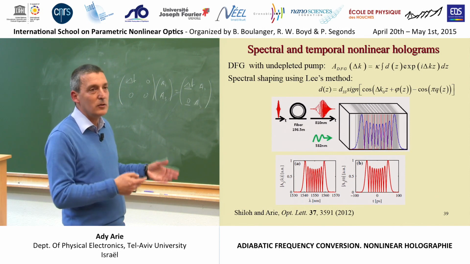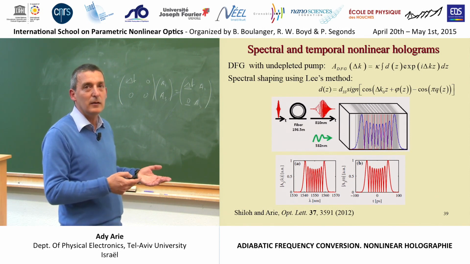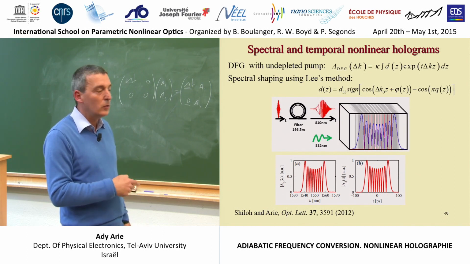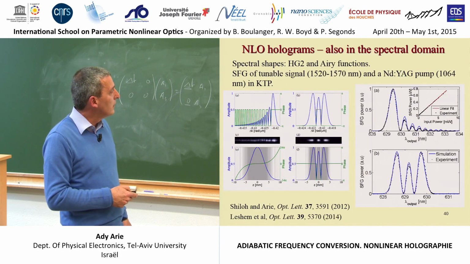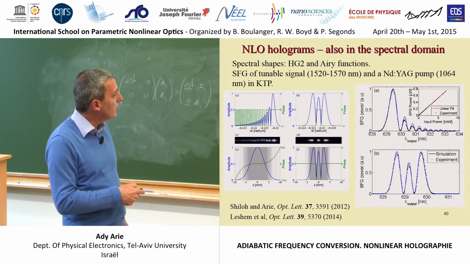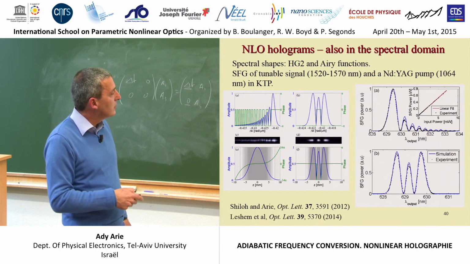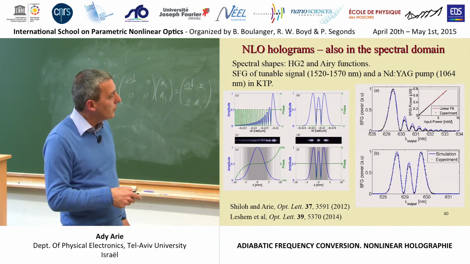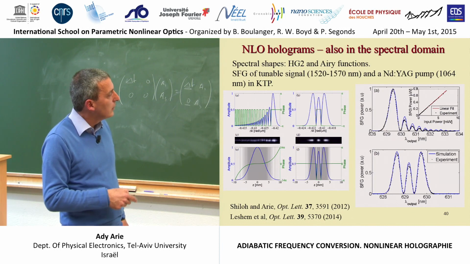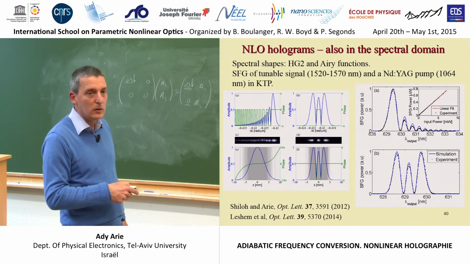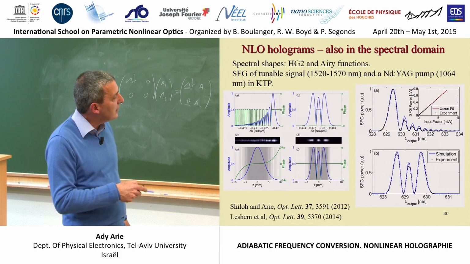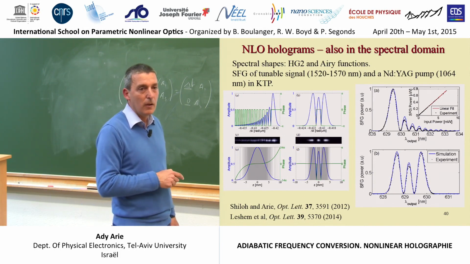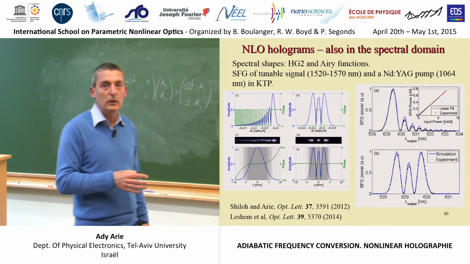And then we can generate any desired spectrum. The spectral shape of the crystal can be controlled, both in amplitude and in phase. So these are already some experimental results. For example, this is as a function of the wavelength. Here we wanted to make a Hermite-Gauss 2 function. Here we made an Airy function as a function of wavelength. This is the efficiency of the crystal as a function of wavelength. So in fact, you can fully control it.